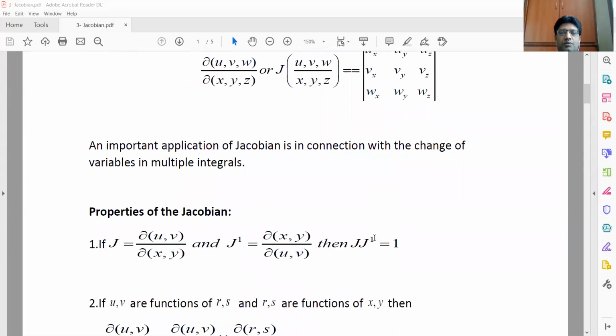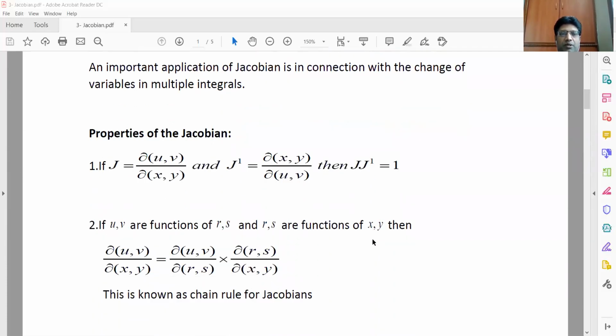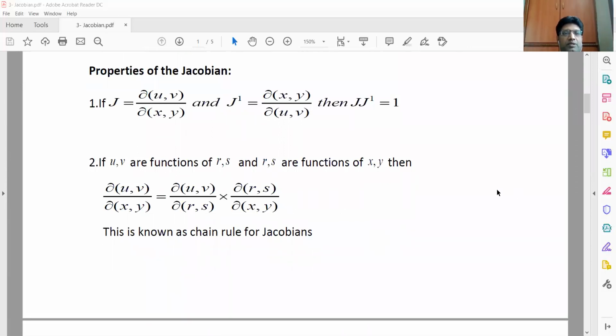Okay. So here there are two important properties of Jacobian. The first one is this one. So if J is the Jacobian of u, v with respect to x, y and J dash is the Jacobian of x, y with respect to u, v, then the product J J dash is 1.